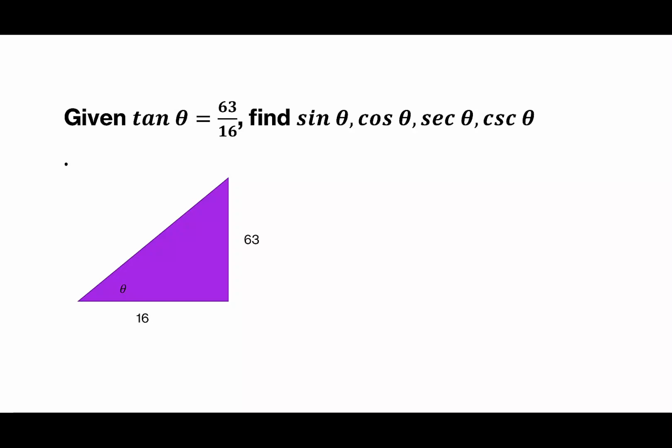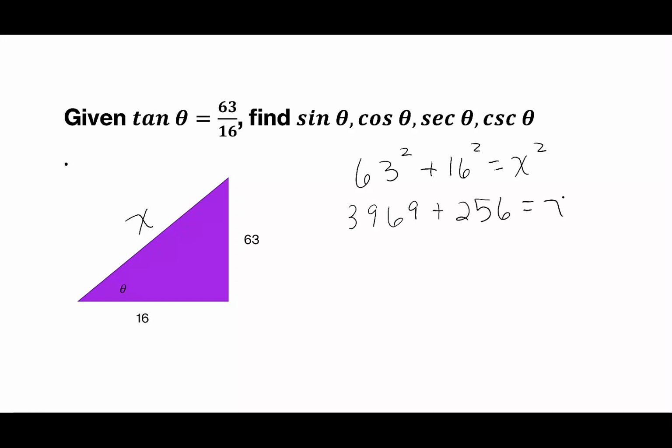What we need to do is figure out the length of the hypotenuse. To do that, we use the Pythagorean theorem. So we'll say that 63 squared plus 16 squared is equal to, and let's just call this value x for now, x squared. 63 squared is 3,969. 16 squared is 256. Together, that gives me 4,225. When we take the square root of each side, we find out that x is equal to 65.